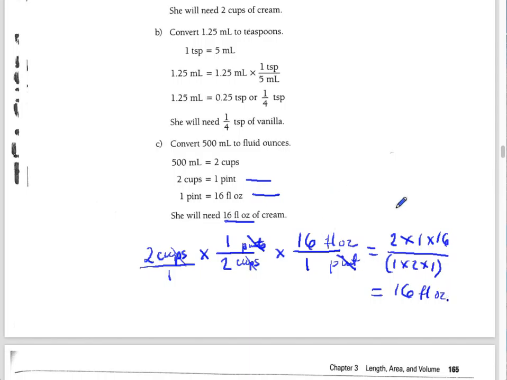I'll try not to make this too confusing for you, but these are just different ways to show that the units do cancel. Intuitively, you can figure all this out quite easily: if you've got 2 cups, and 2 cups is 1 pint, and 1 pint is 16 fluid ounces, then you have 16 fluid ounces.